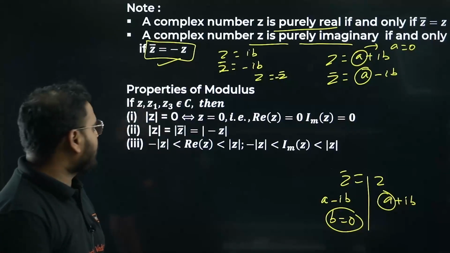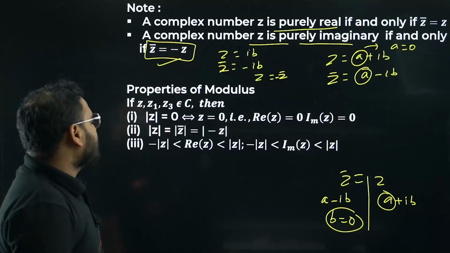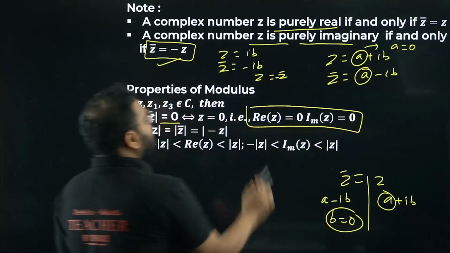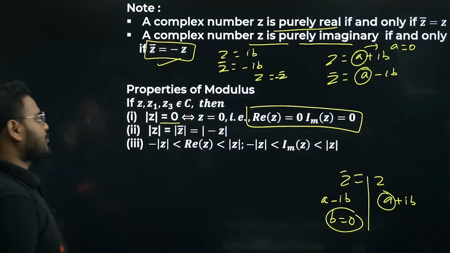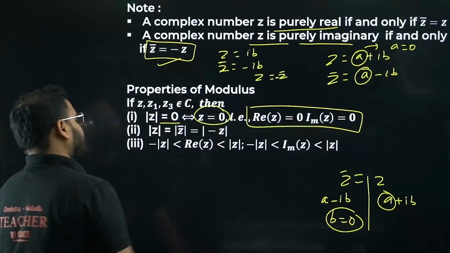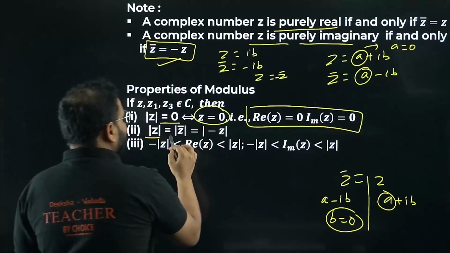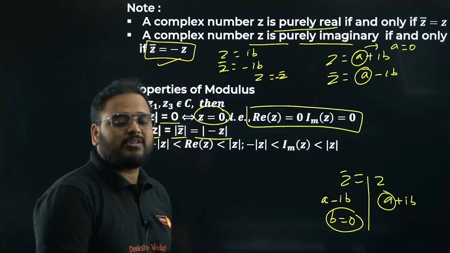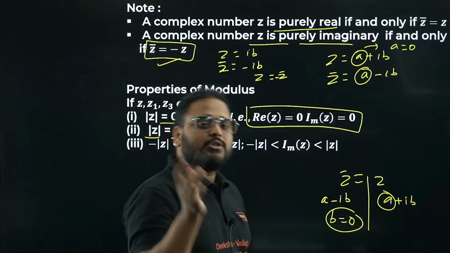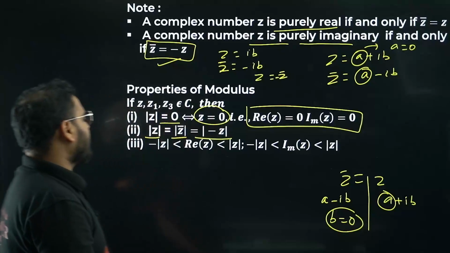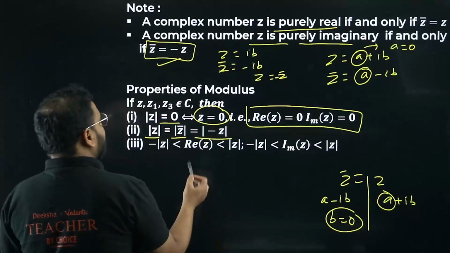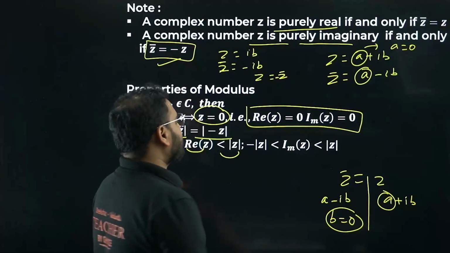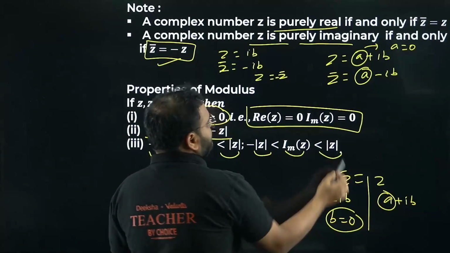Please check. Done. Okay. Properties of modulus. Modulus of z is 0 means the real part is 0 and the imaginary part is 0. Not one, both have to be 0. Modulus of z, modulus of z bar, or simply modulus of minus z will always be the same, because you have the square root of a square plus b square, so whatever is there becomes positive again when squared. Then the real part of z will range from minus mod z to plus mod z. Same goes for the imaginary part, from minus mod z to plus mod z.